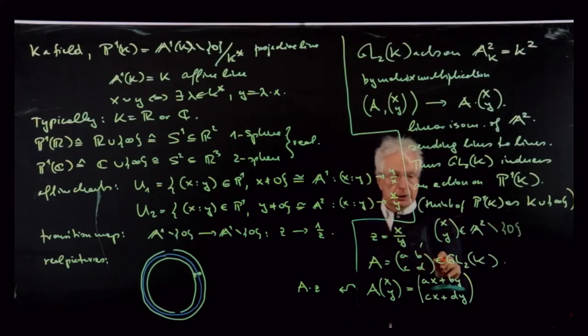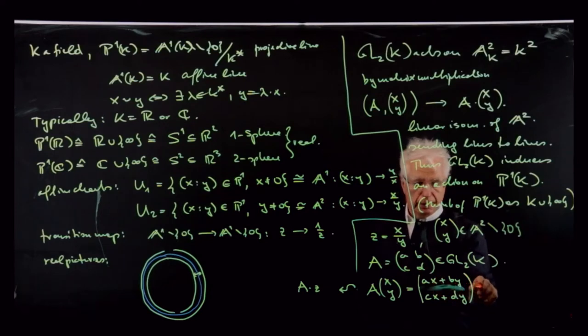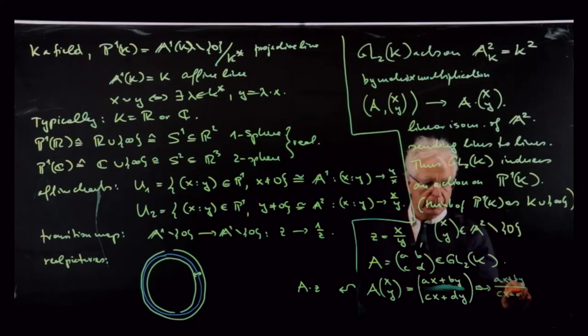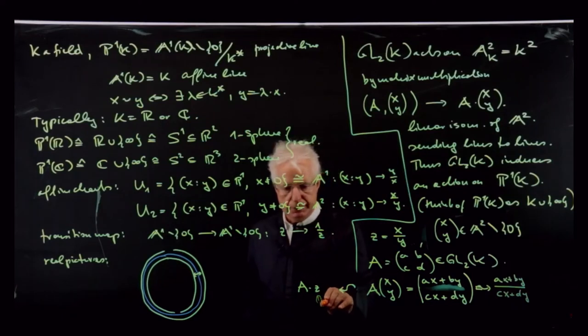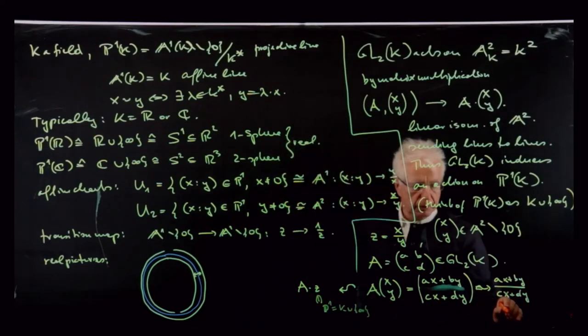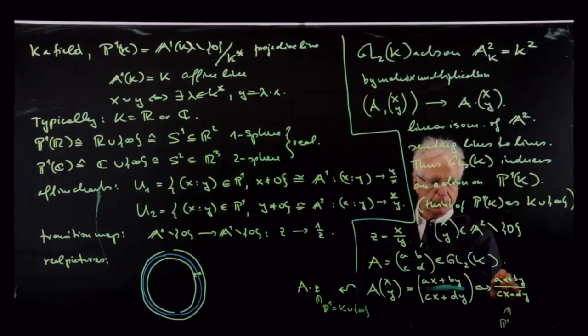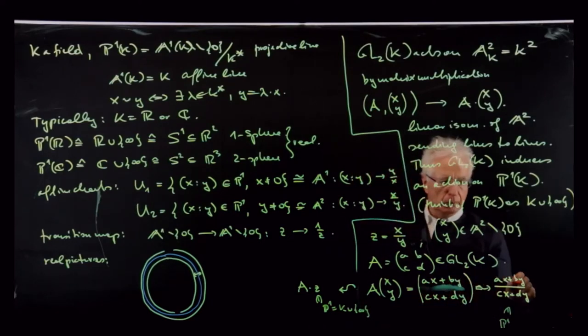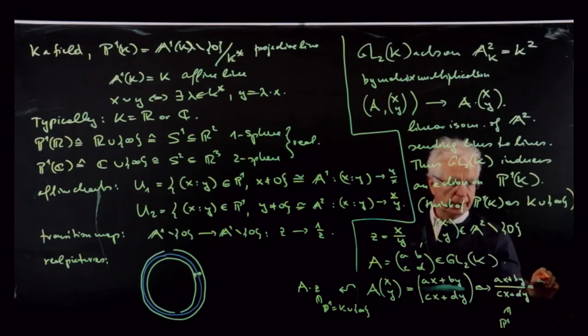Okay? So now here we can write this as, if we take now the fraction, ax plus by divided by cx plus dy. So this z here is in P1 equals K union infinity. And now here we are again in P1, but still with affine coordinates x and y. But this now can be written, we divide by y, and we get a x over y plus b over c x over y plus d.